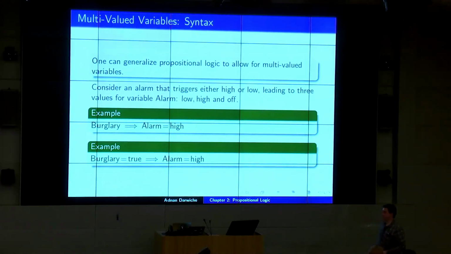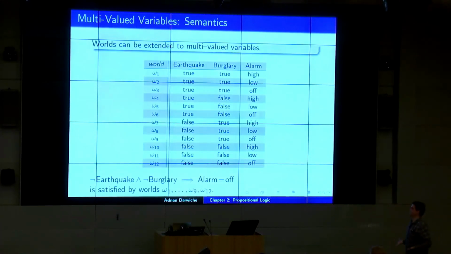Okay. What does that mean? Everything is the same, except that the notion of a world looks like this now. Earthquake two values, burglary two values, but now alarm three values. So now I have 12 worlds instead of 8. Does that make sense? Nothing else changes.